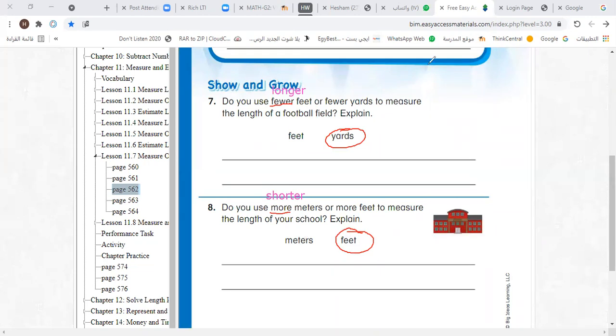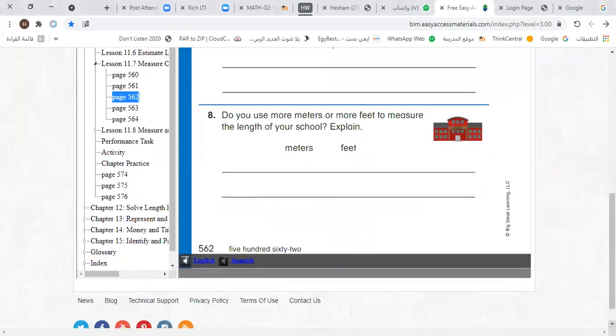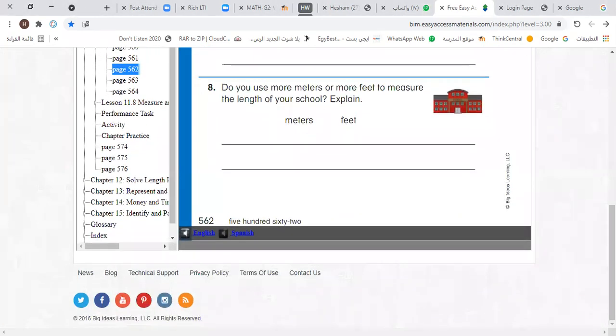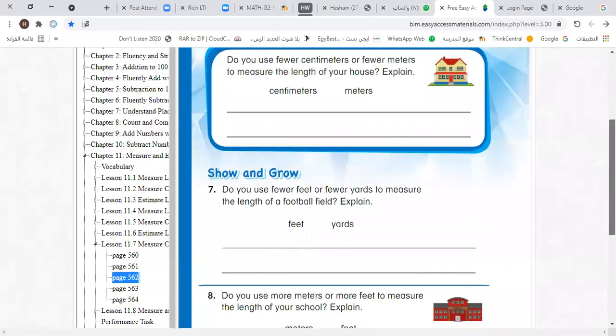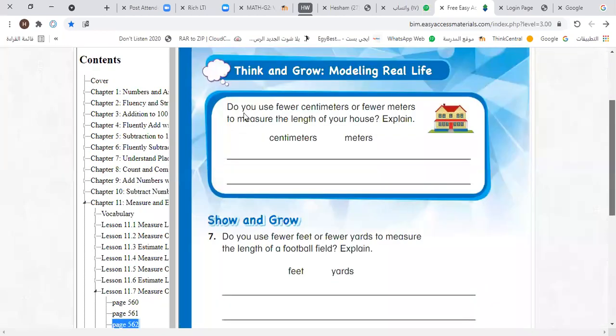Okay. Now let's answer the next question. Question number 9. Oh, we don't have any more questions. Now, my lovely boys, oh, we didn't answer this question, grade 2. Let's answer this. We forgot to answer this question.